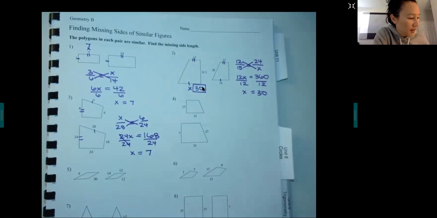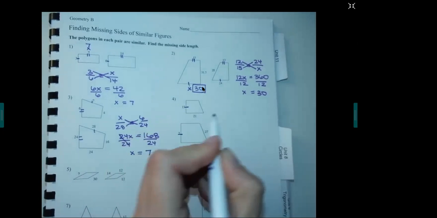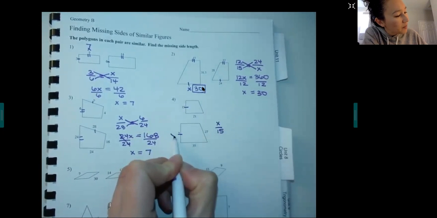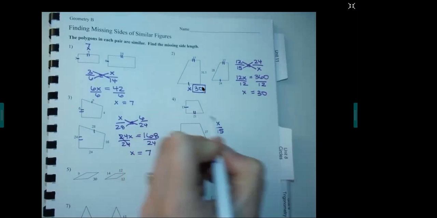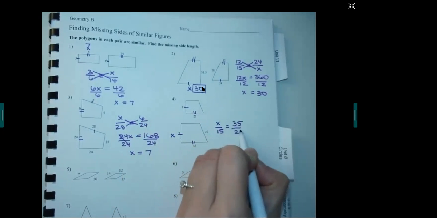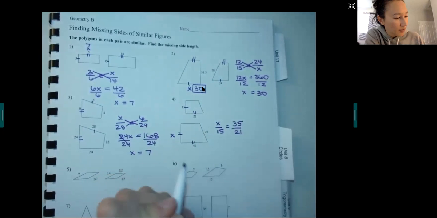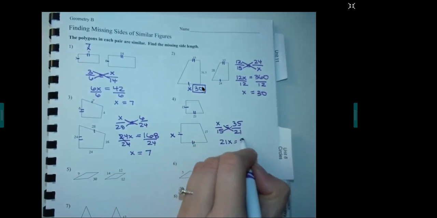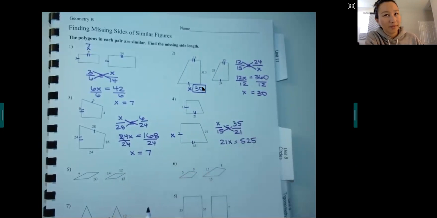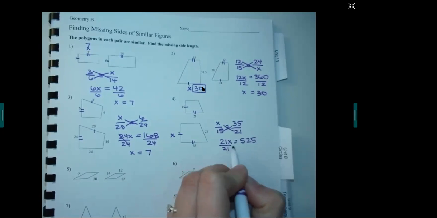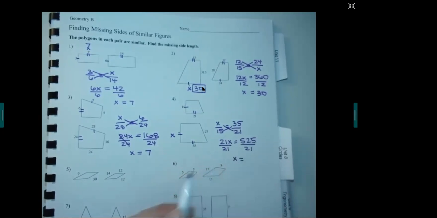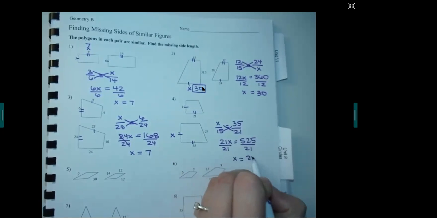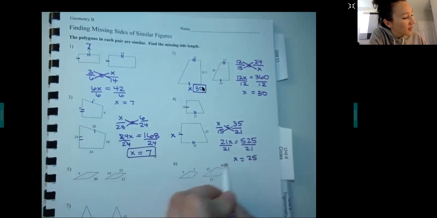And what about number 4? I put x over 15 and 35 over 21. Very good. Then 21x equals 525. Very good, and then divide both sides by 21, and x equals 25. Excellent. Thank you, Jasmine.